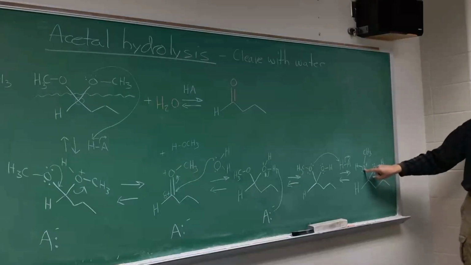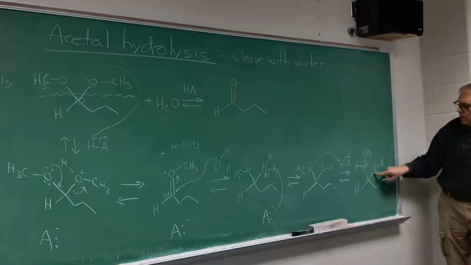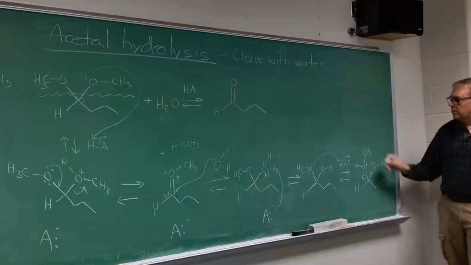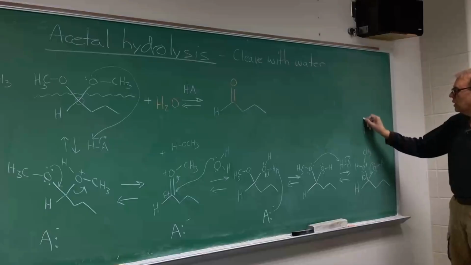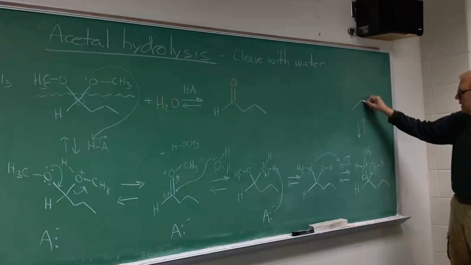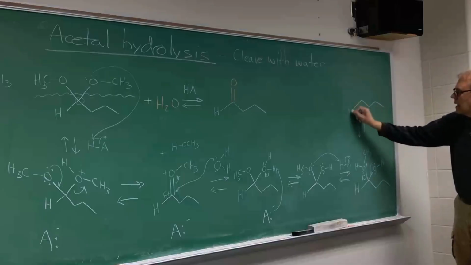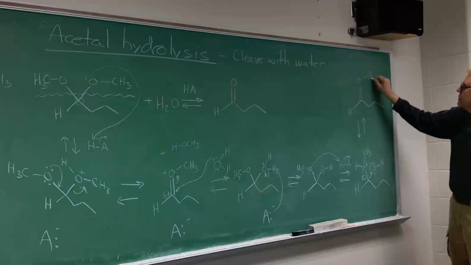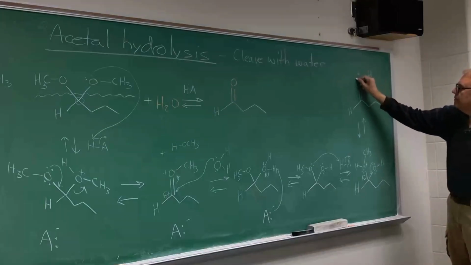So now that this thing is a good leaving group, the OH group can give it a little help, can push a pair of electrons in and push out the other OR group. So this is the second OR group leaving now, and the product of this reaction almost looks like the product. It's just got an extra H on it that needs to come off.